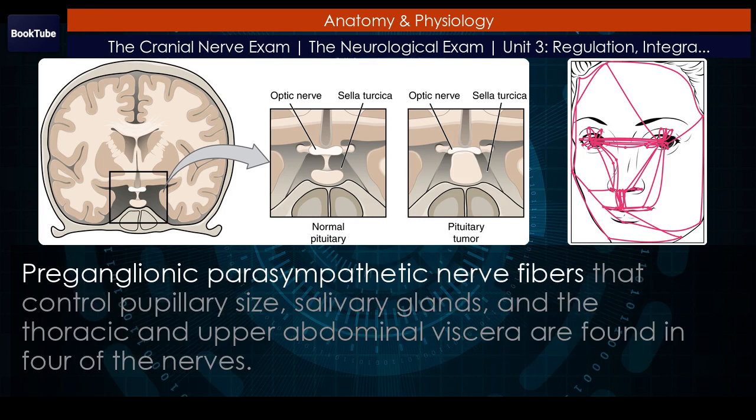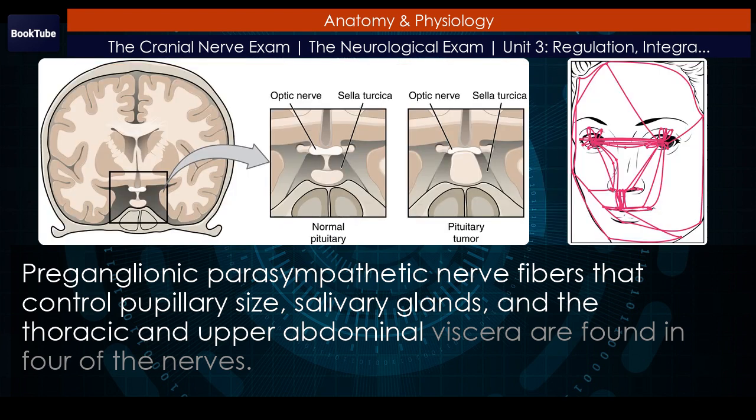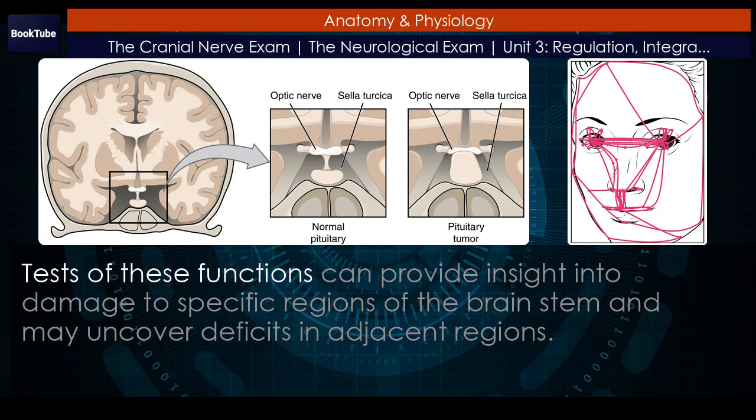Preganglionic parasympathetic nerve fibers that control pupillary size, salivary glands, and the thoracic and upper abdominal viscera are found in 4 of the nerves. Tests of these functions can provide insight into damage to specific regions of the brainstem and may uncover deficits in adjacent regions.